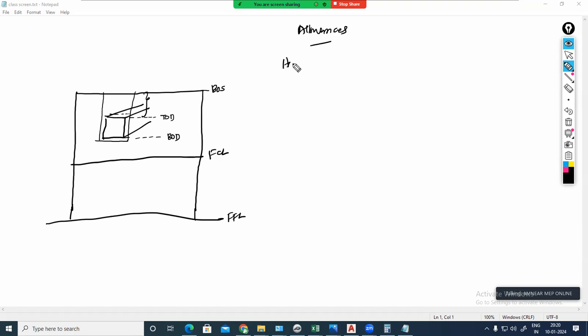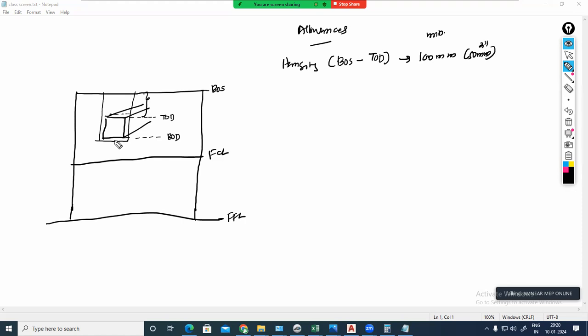Hanging allowance, how much should you consider? Means bottom of slab to the top of duct. See, minimum 100 mm you should consider, because your duct should not touch there. Sometimes it might not be practically possible. Even if it is very congested, at least 50 mm, 2 inches, try to maintain, because a small gap should be there. Otherwise, your duct will be touching your bottom of slab.